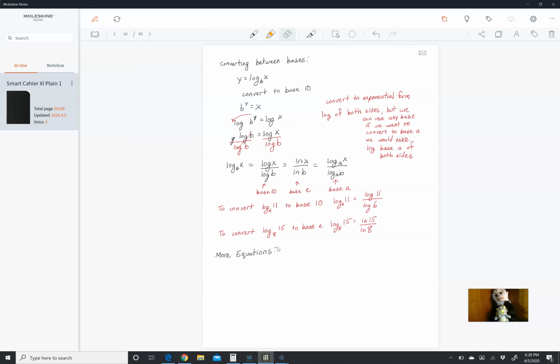Okay, so more equations. Let's take the example of 3 to the x minus 2 is equal to 3 to the 2x plus 3. We'll put a 1 here as this is the first type of equation.